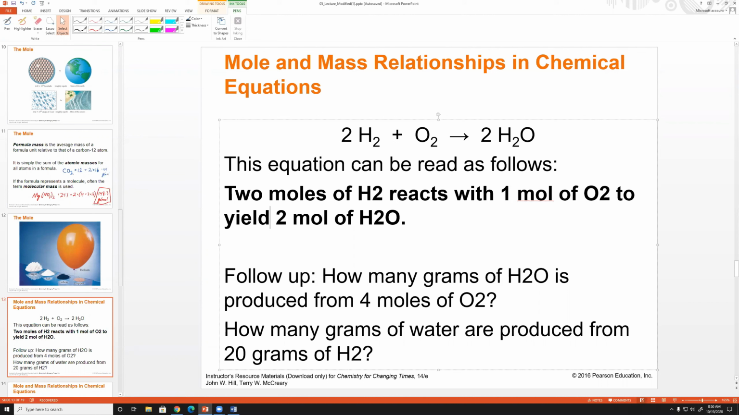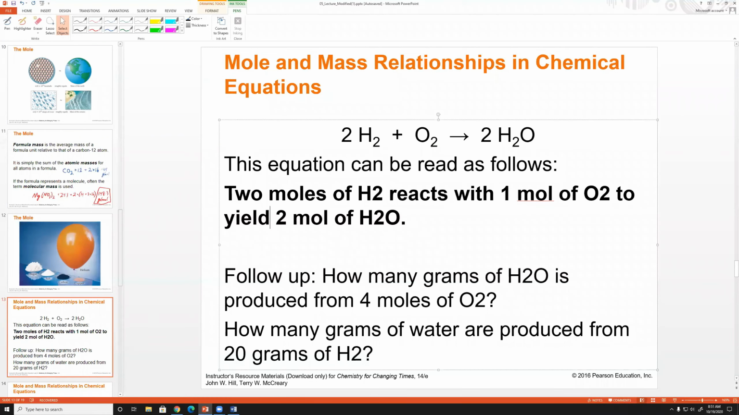So this mole quantity and this relationship between moles is important because it tells us how much we need on a macro level, in terms of grams, to actually complete the reaction. Does that make sense? Okay, cool. So it's kind of scaling it up to what we can see.